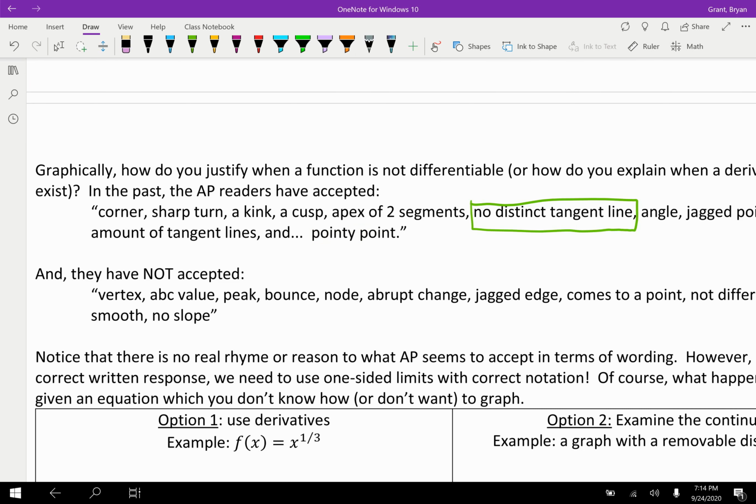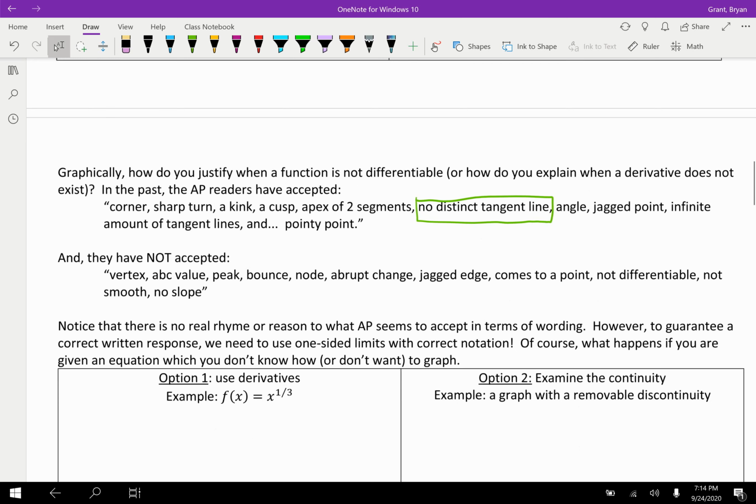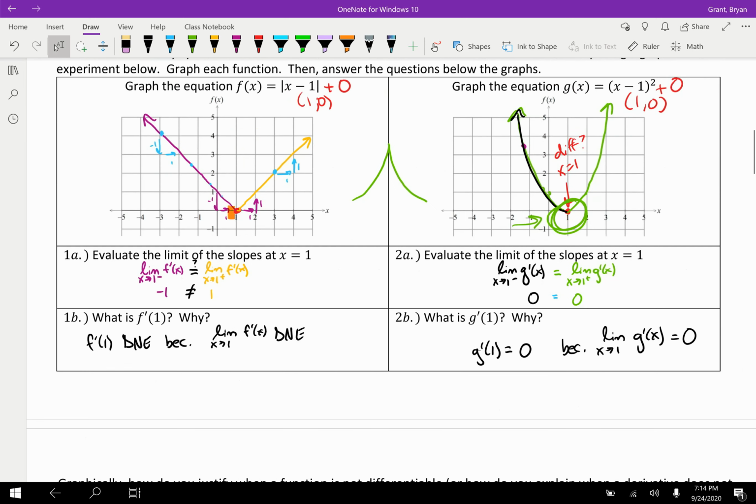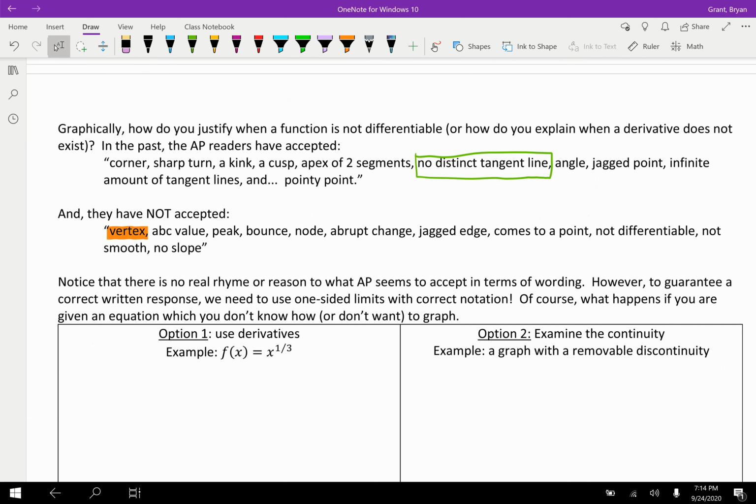Now, the reason that I'm making a big show about these words is because look at the ones that the readers haven't accepted. They haven't accepted "vertex," and that to me makes sense. I mean, this is a vertex, but this is also a vertex. So you can't say a vertex is not differentiable because on the parabola it is and on the absolute value it isn't. But they also haven't accepted "peak" or "jagged edge" or "comes to a point, not differentiable." That's silly. Explain why a function's not differentiable. Well, it's not differentiable because the graph is not differentiable. Well, okay, that does not work. "Not smooth." They didn't even accept "no slope," which is interesting because I've said that a few times.